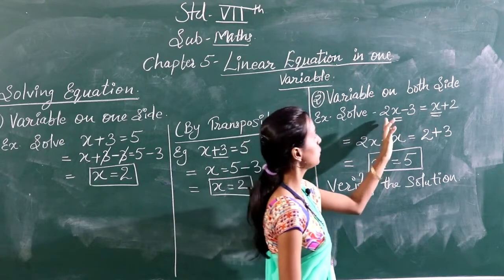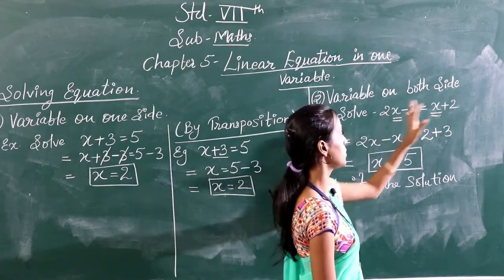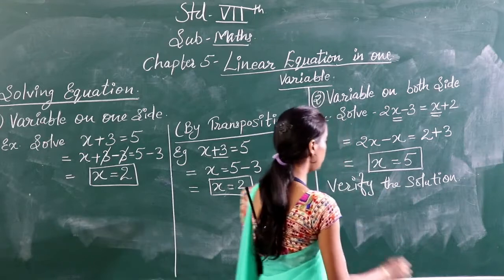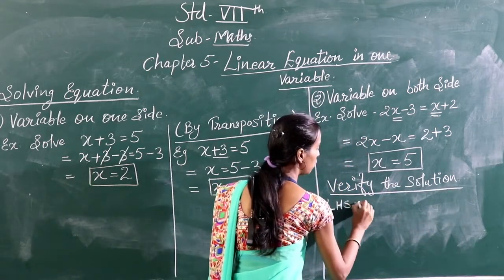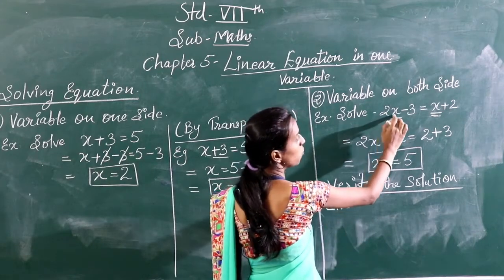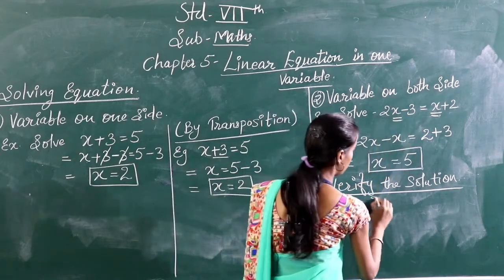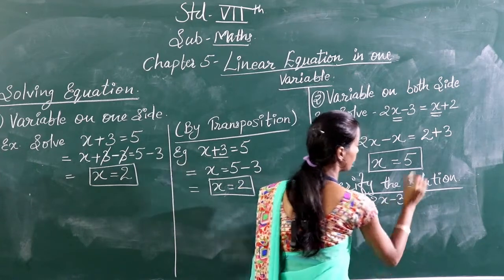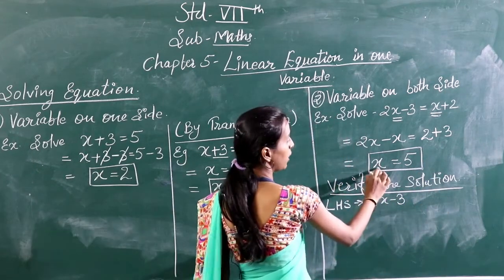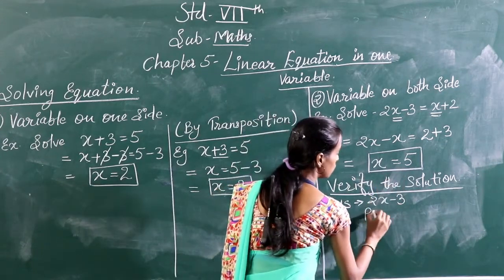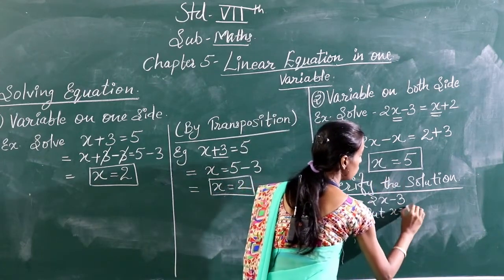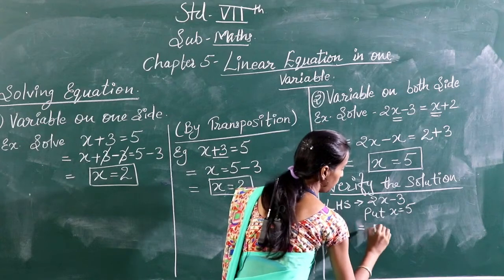In the equation we have two sides, LHS and RHS. So first we will take the LHS side. What is the expression on the LHS side? That is 2x minus 3. And what is the value of x we got? That is 5. So put the value of x, put x equals 5. So what will it become?